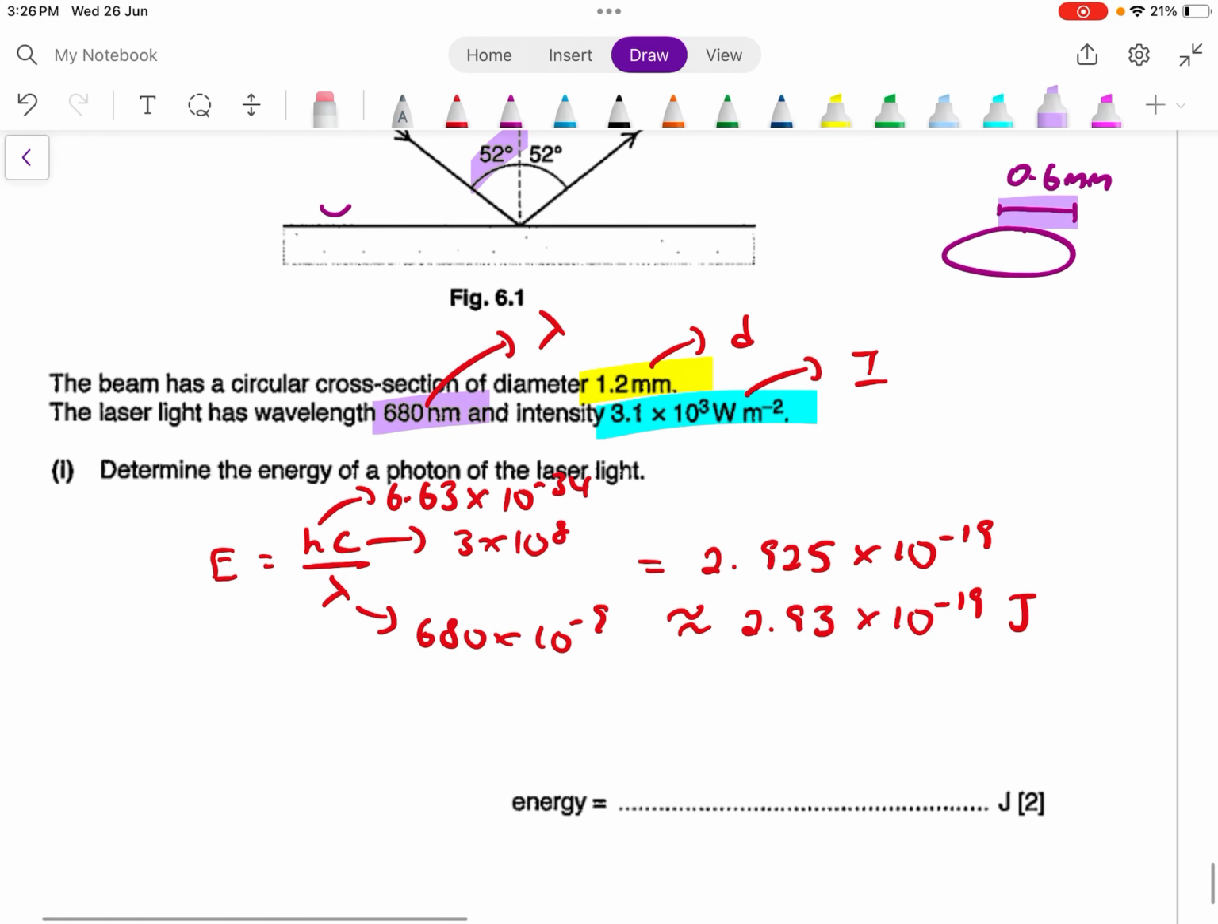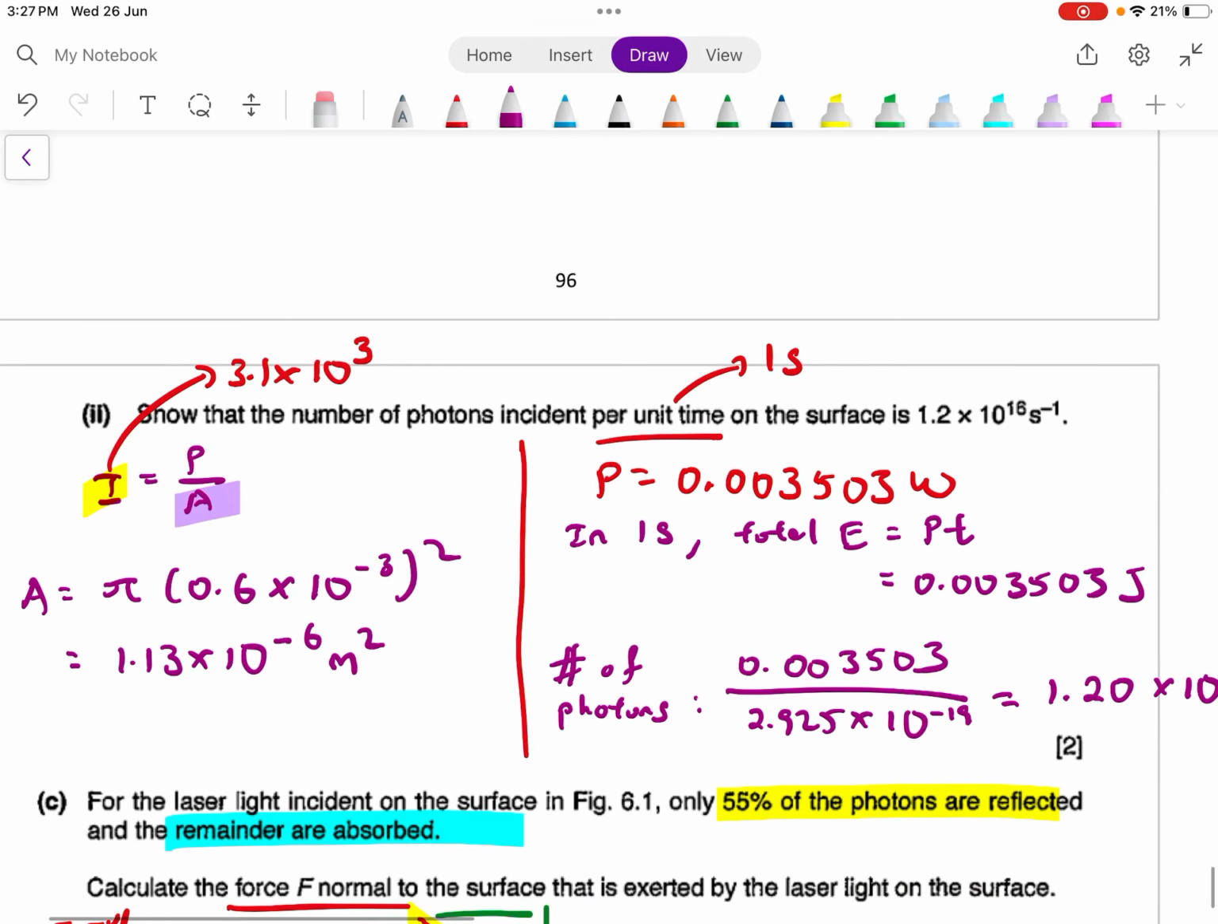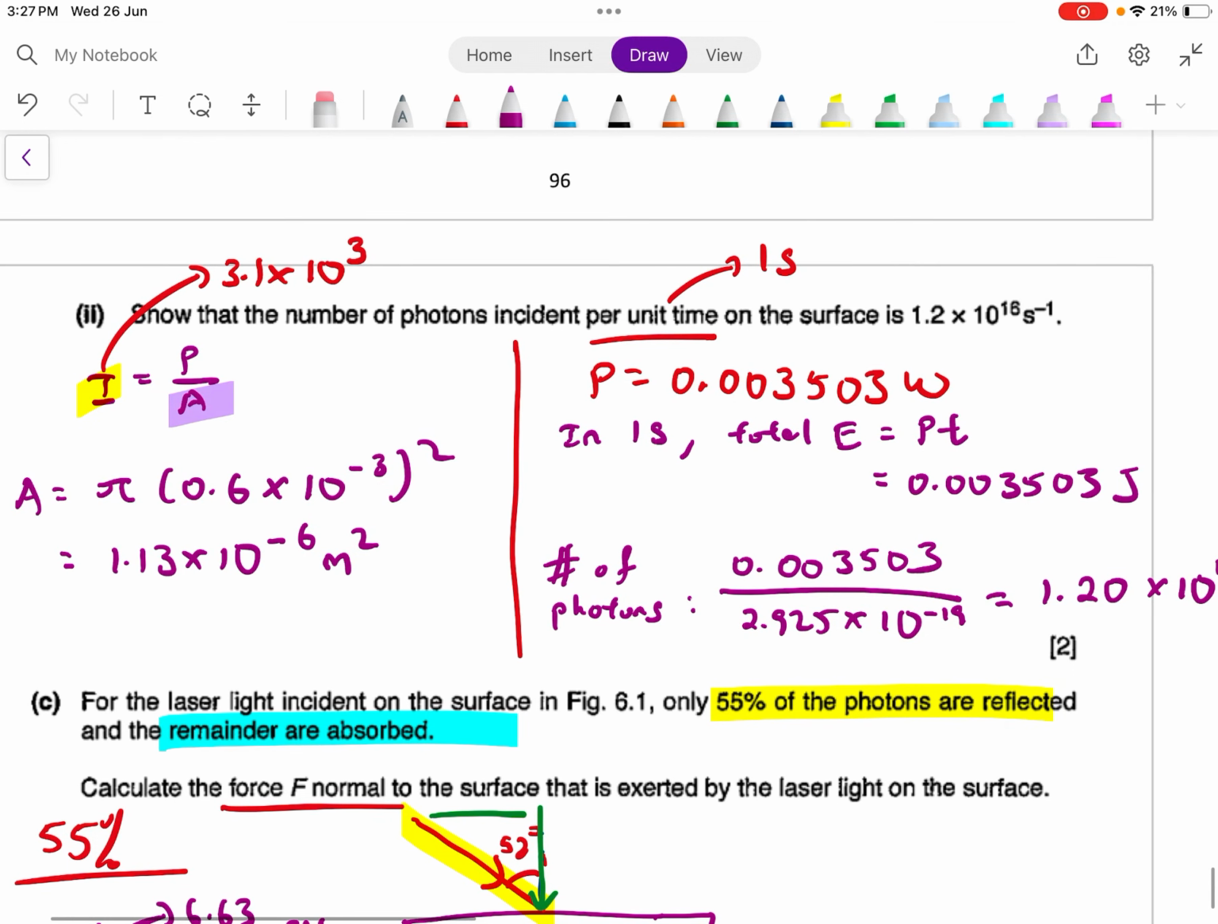The first part, determine the energy of a photon of the laser. This one is quite simple, just use E equals hc over lambda. We got all the parameters, so you do the calculation, and you should be able to get 2.93 times 10 to the power negative 19 joules. Just take note that this is one photon. Okay, the second part, we are asked to show the number of photons incident per unit time, meaning 1 second, on the surface, to be 1.2 times 10 to the power 16.